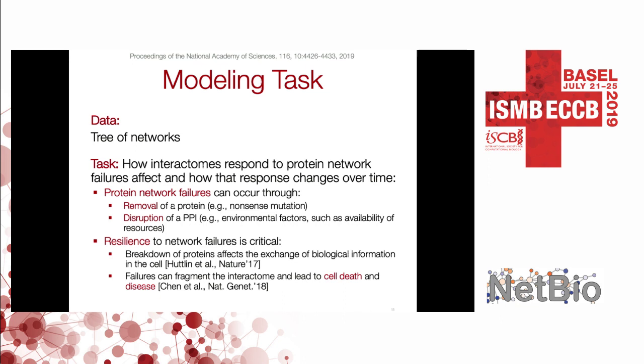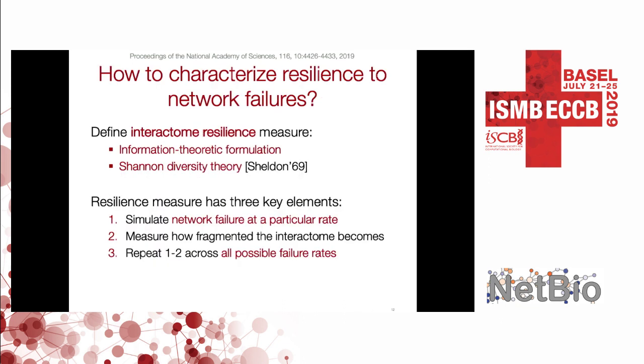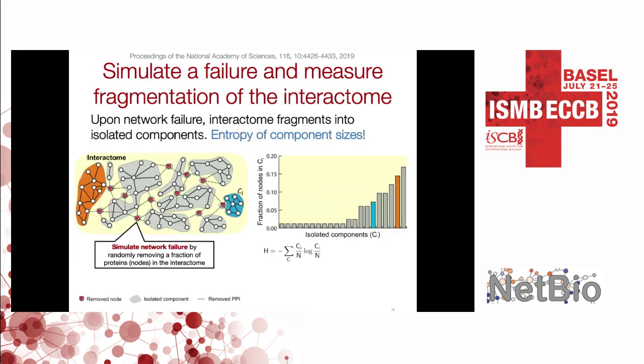And to understand and characterize resilience of protein interactomes to network failures, we define a new measure, which we call interactome resilience measure, based on Shannon's diversity theory, which I will explain in the next slide. And this measure has three main components. In particular, for a given protein interaction network, we will first simulate a protein network failure at a particular rate, and then we will measure what is the response of the network to that failure rate. We will repeat this process through all possible failure rates and integrate that in order to get information on the resilience. So what I mean by that is the following.